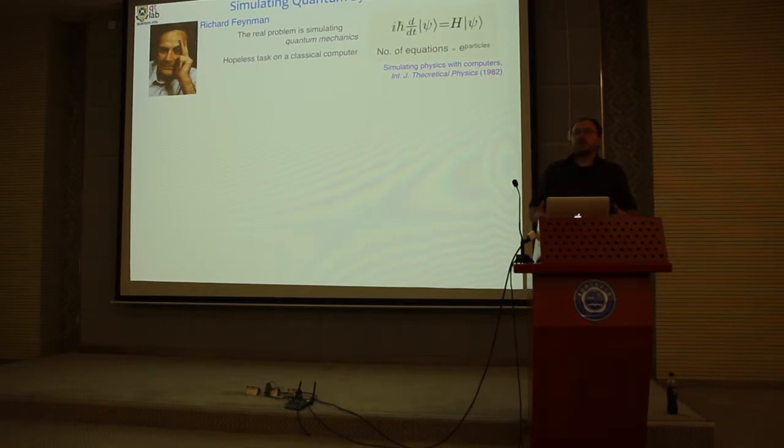So what's going on? Why is nature able to do this and we're not? And maybe the problem is not that nature is hard, maybe it's that we're using the wrong kind of computers. So he suggested using quantum systems as computational building blocks.